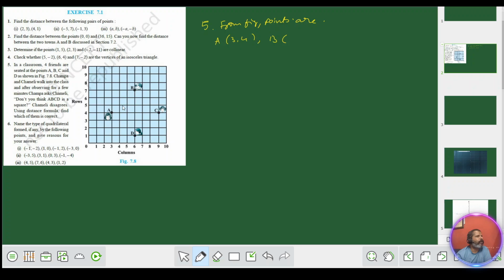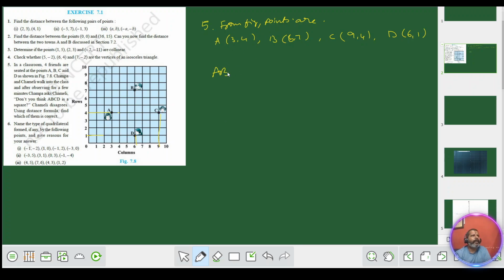B will have coordinates 6 and 7. C will have coordinates 9 and 4. D will have coordinates 6 and 1. First you write the x coordinate. I'll give a hint here. I don't solve it here because it is again a straightforward distance formula.